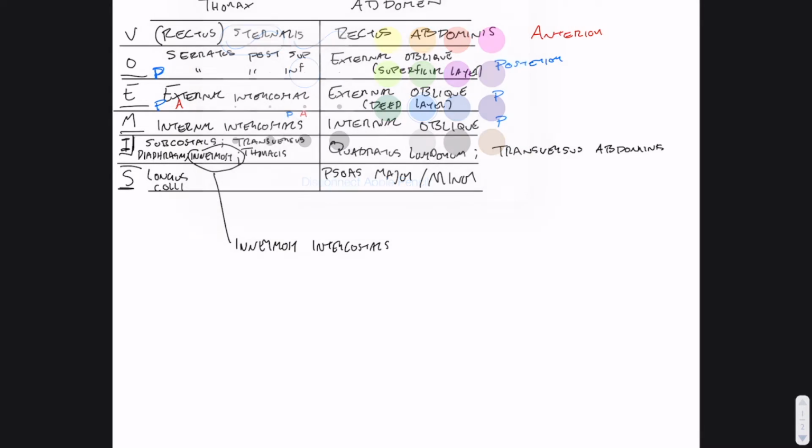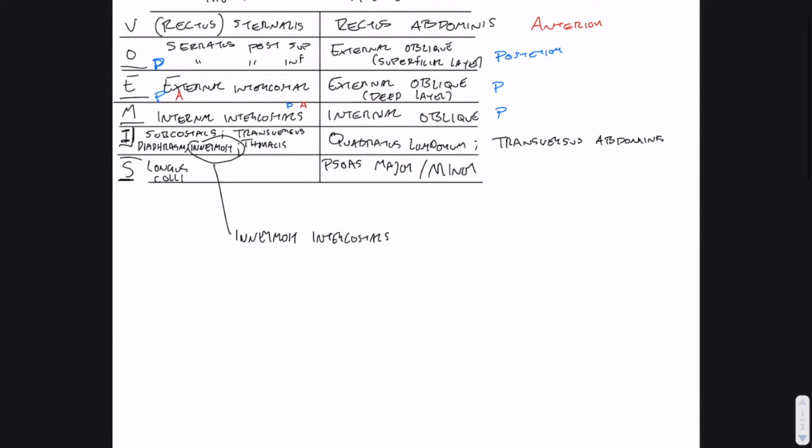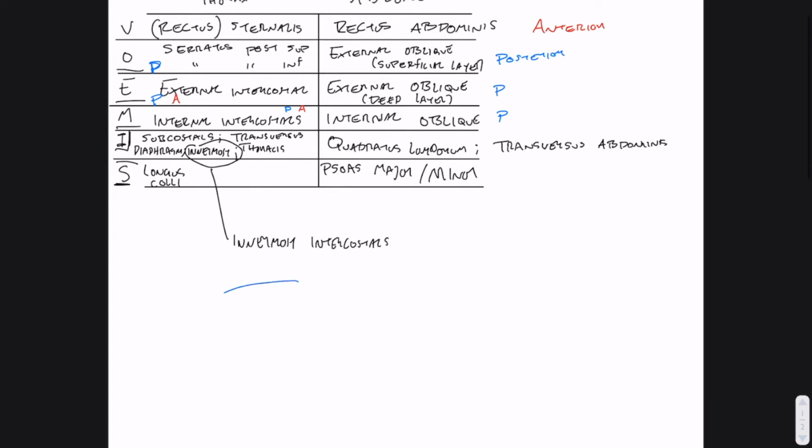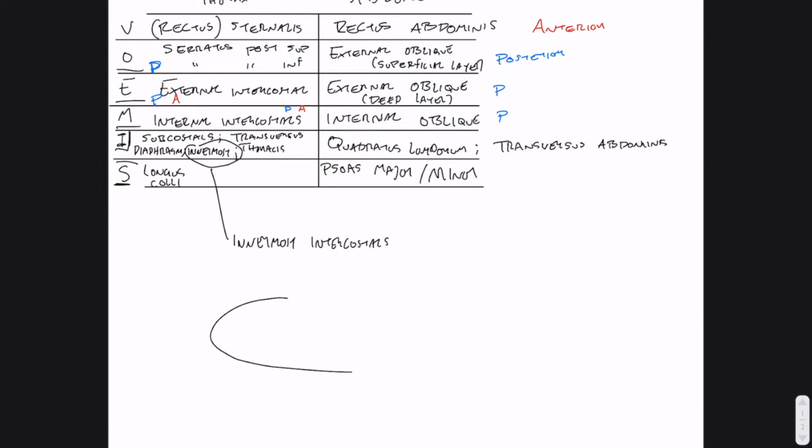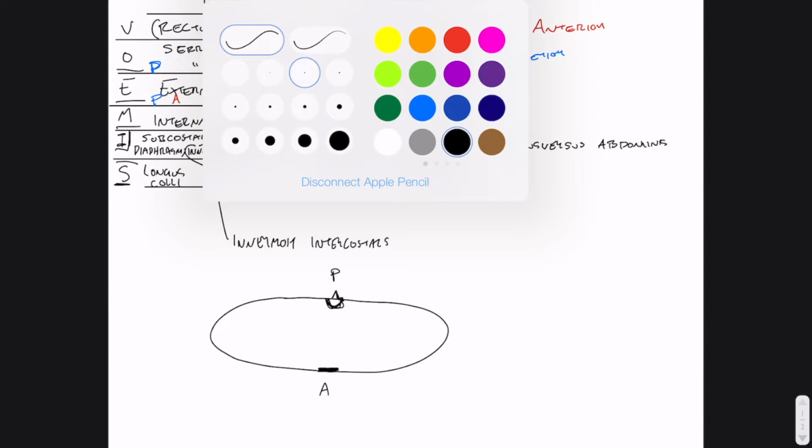So let me draw a cross section of what the thorax kind of looks like. Okay, there is the thorax. This is going to be posterior, anterior. So this is going to represent the bone in the anterior part, that sternum, and then back here I'm going to just kind of draw a vertebral body with the spinous process. So super diagrammatic.